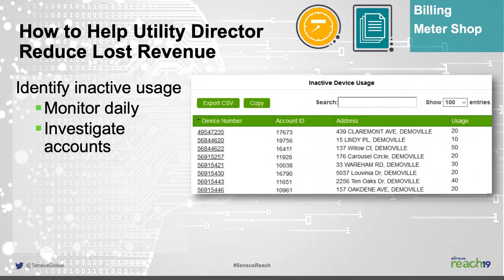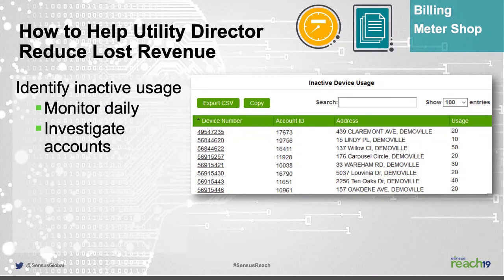This is where we've got usage. You can see the right-hand column; I think in this case, it's gallons. This is the usage that we're seeing on devices that are inactive and they shouldn't be on an active account. We need to investigate why we have this usage and avoid this lost revenue.